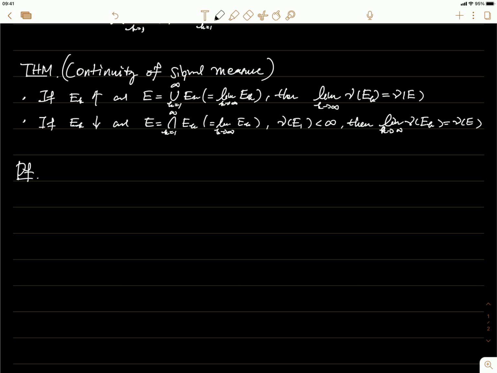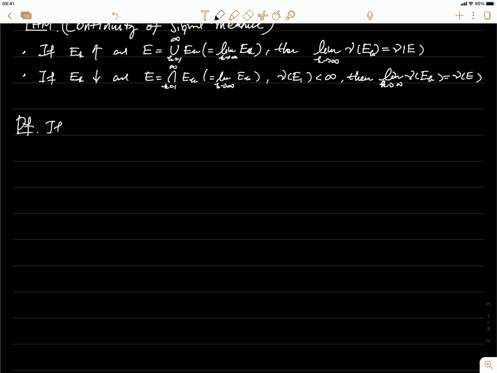Okay, let's see how to prove this. Let's first consider the case where the set is increasing. Then we can denote the difference, which is the new part made for every new E_k. It's E_k minus all the previous E_i.